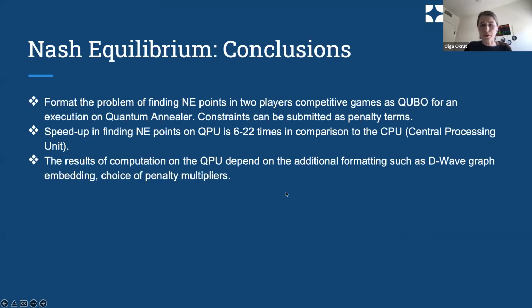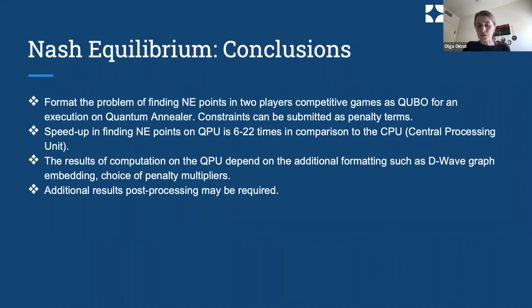For problems that are required to be submitted to a physical QPU, one has to undergo some additional processing and data preparation, such as embedding and the right choice of penalty multipliers. And of course, these preparations can significantly influence outcomes, such as the number of Nash equilibrium points or the quality of solutions. For games with a larger number of strategies, classical post-processing may be required to narrow down the best solutions for the problem.